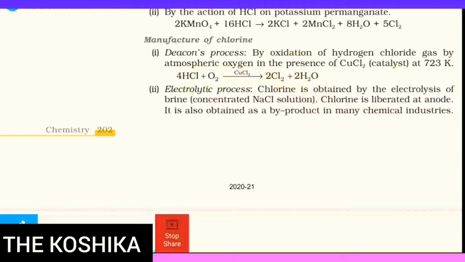Electrolytic process. Chlorine is obtained by the electrolysis of brine, that is concentrated solution of NaCl. Chlorine is liberated at the anode. You have to memorize this one. And it is also obtained as a byproduct in many chemical industries.